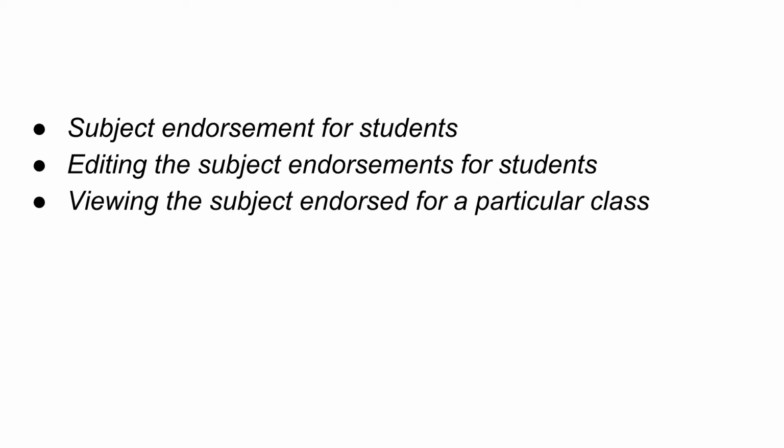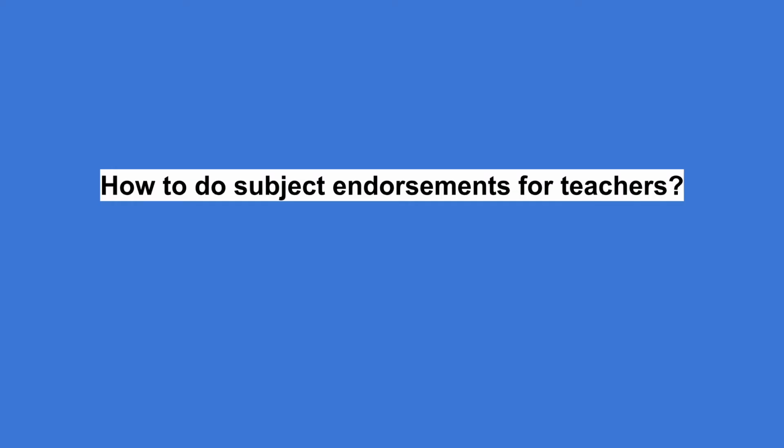So far we have learned the subject endorsement for students, how we are adding subjects for the students to learn. Then we have learned about editing the subject endorsement, that is, if any changes need to be made for those added subjects, that also we have seen. Now we have seen how to view the subject endorsed for a particular student. So we have covered three steps. Now let's move forward to how to do subject endorsement for teachers. So we have covered the student side.